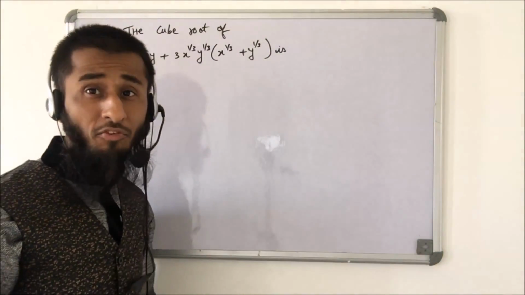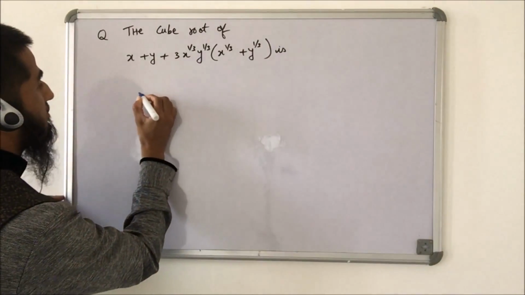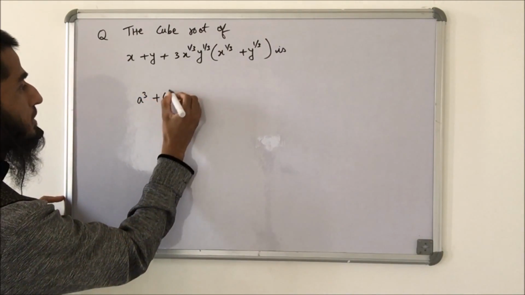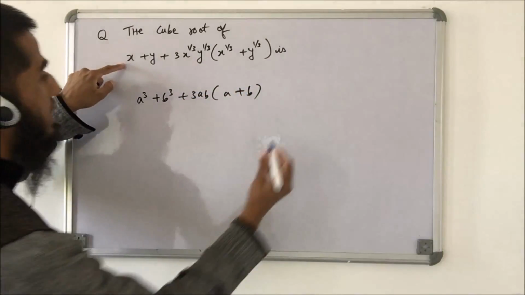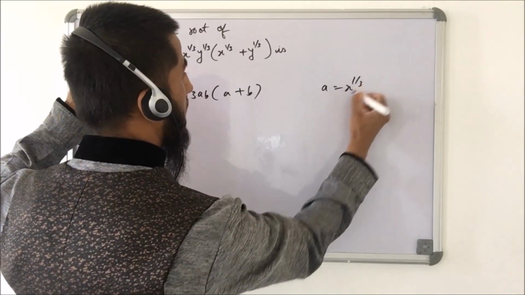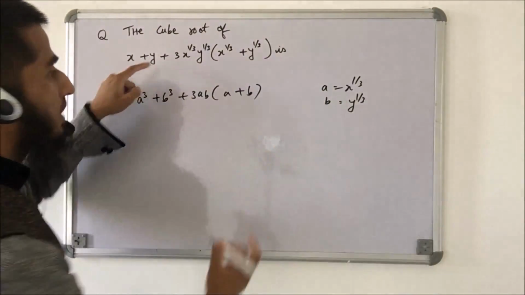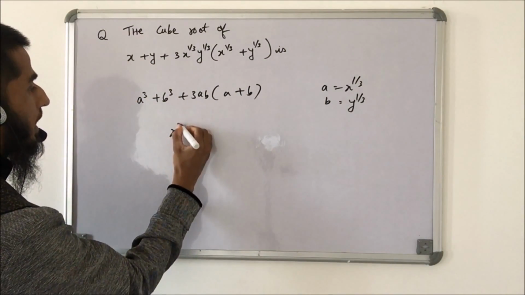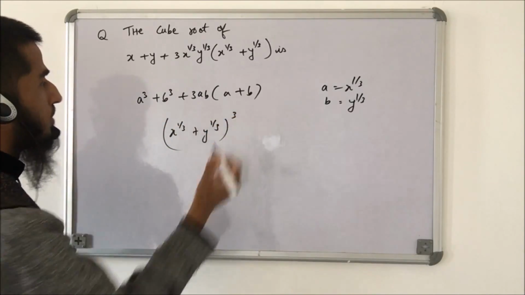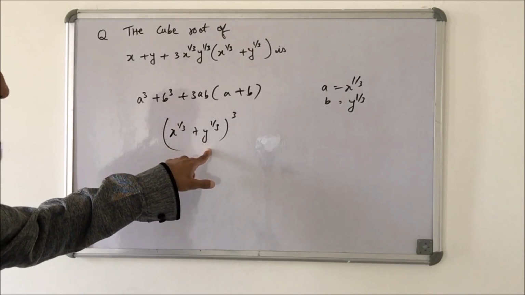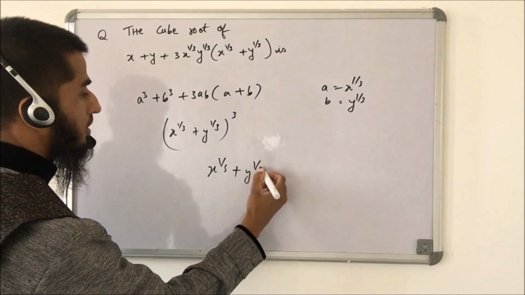This was a pretty straightforward question. It was asked in NTSE 2017, and we can directly compare with the cube formula, and we can say that this is a cube plus b cube plus 3ab(a plus b), where a is nothing but x to the power 1 by 3 and b is y to the power 1 by 3. So a cube becomes x and b cube becomes y. So this is nothing but (x to the power 1 by 3 plus y to the power 1 by 3) whole cube. So this is the cube of these two terms. So the cube root of this is x to the power 1 by 3 plus y to the power 1 by 3.